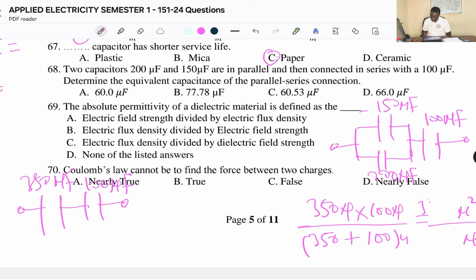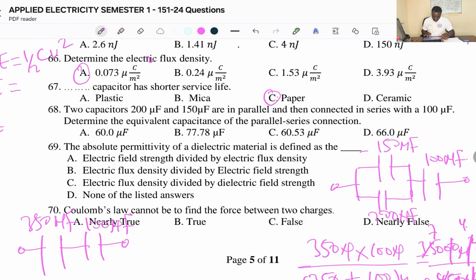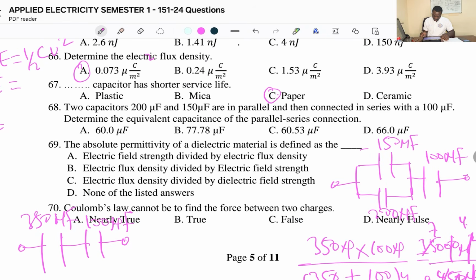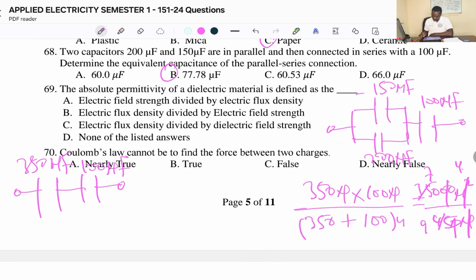So we have 35000 on top, and here 450, right? 450. So the micro cancels, leaving only 1 micro. Dividing, 5 goes into it, we have 9 here, and here will be 7. So that would just be 700 divided by 9, and that gives us the answer to be 77.78 microfarad. So you bring the micro, and you get this.